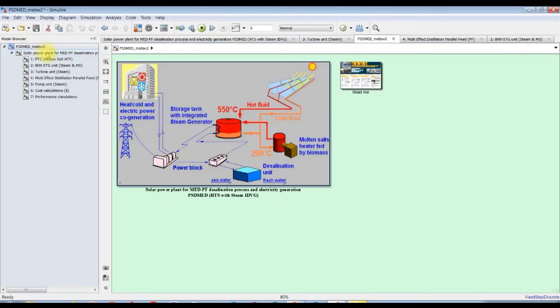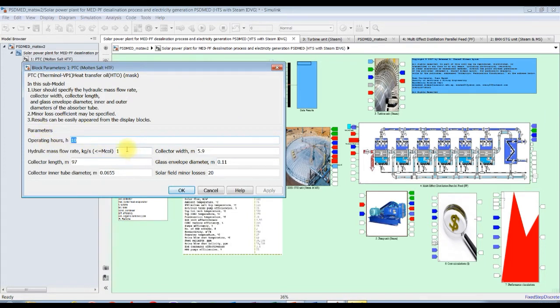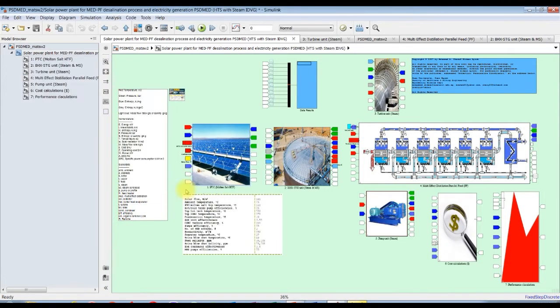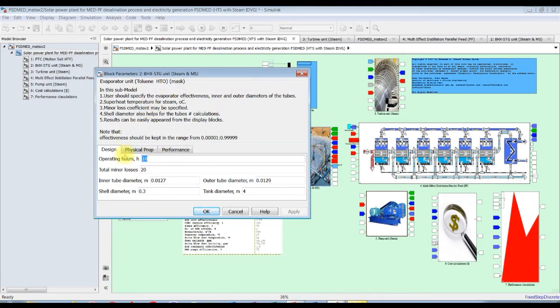Okay, let's go inside. There are some inputs for the parabolic collector. It's operating hours, and this is the hydraulic mass flow rate, in order to discover how many loops you are going to design. It's up to the designer. Collector widths, gas envelope. This is actual data for the actual plant. For boiler heat exchanger storage tank, yes, the same. The tank diameter, shell diameter, inner tube diameter.